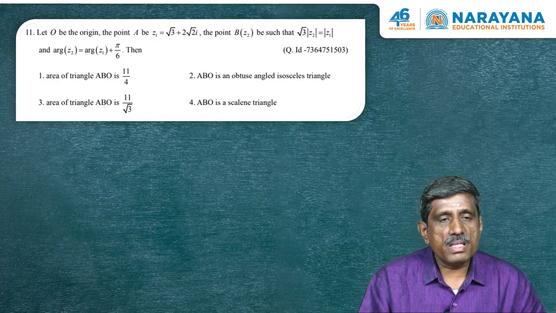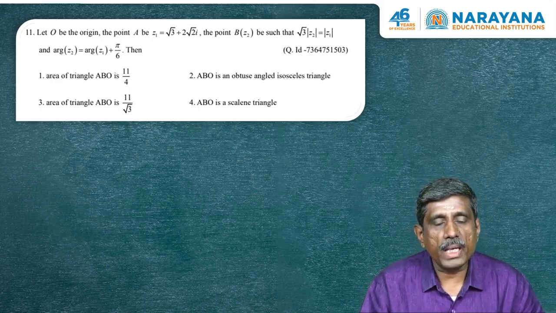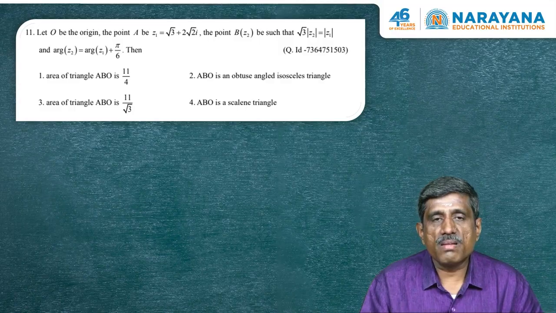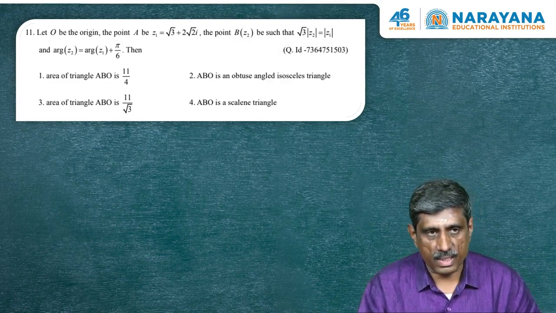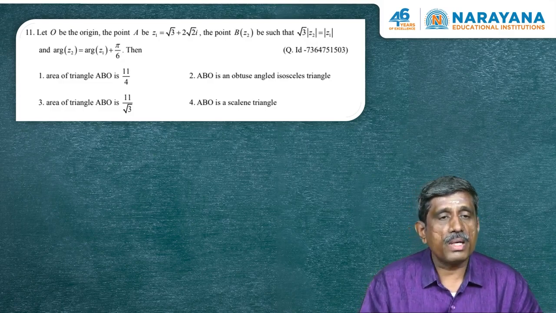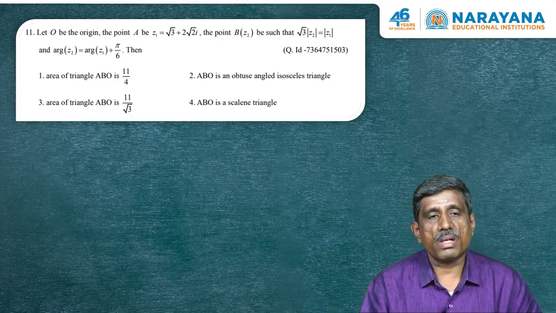Let O be the origin. The point A is Z1, which is root 3 comma 2 root 2i, and the point B of Z2 is given by root 3 times mod Z2 is equal to mod Z1, and argument of Z2 is argument of Z1 plus pi by 6. Then which of the following are correct?